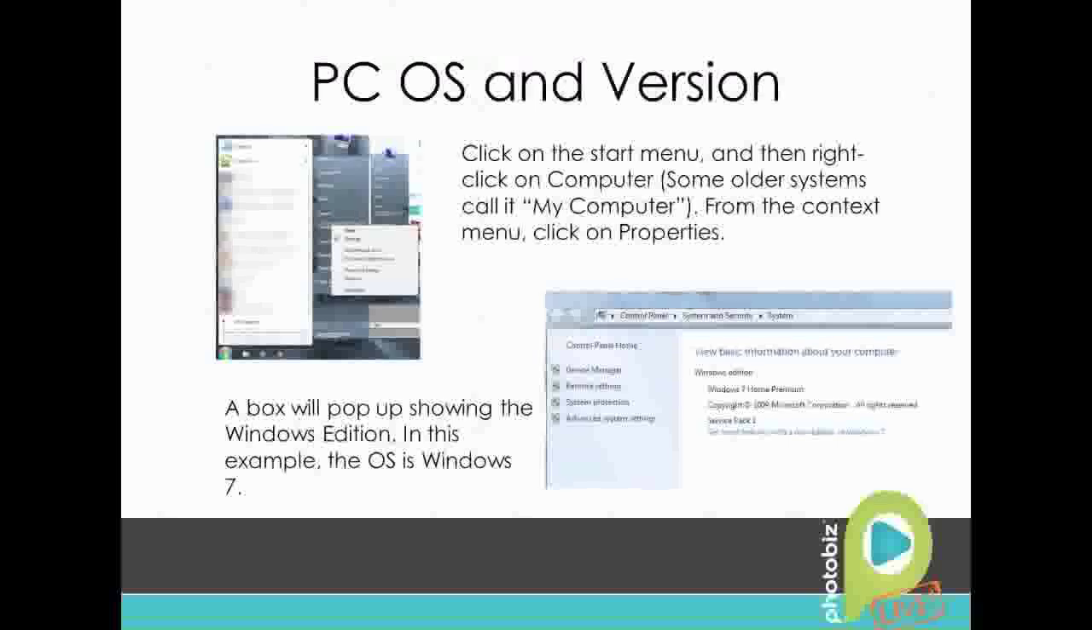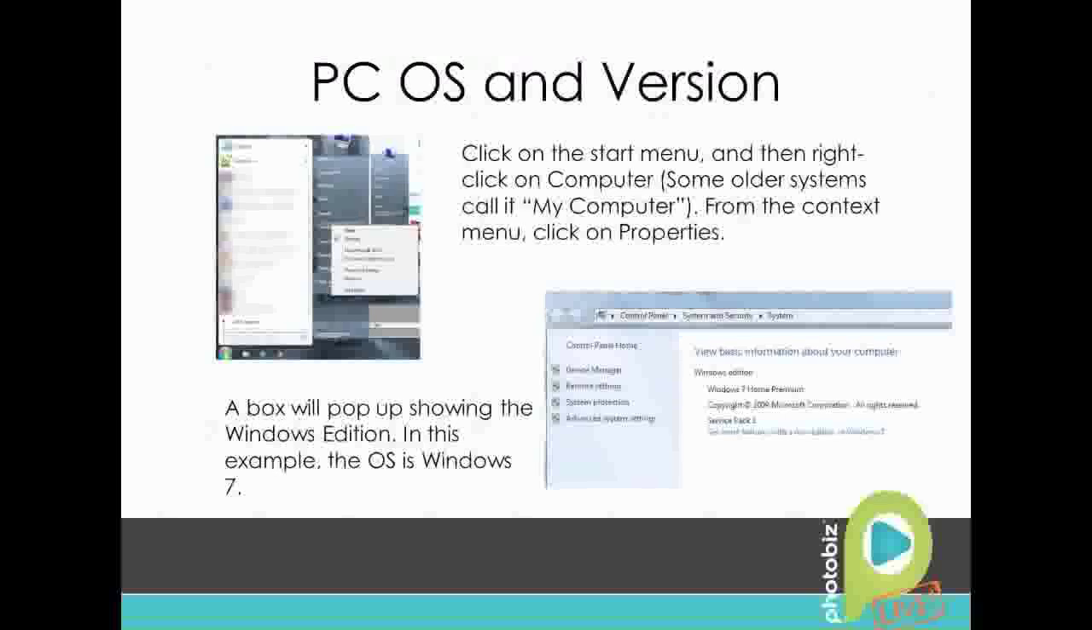On the PC, finding the PC operating system and version is also fairly simple. What you'll do is click on the Start menu, and then in the little menu that pops up next to the right, one of the selections will be Computer. On some older systems, you may see it say My Computer, but for Vista forward, it just says Computer.